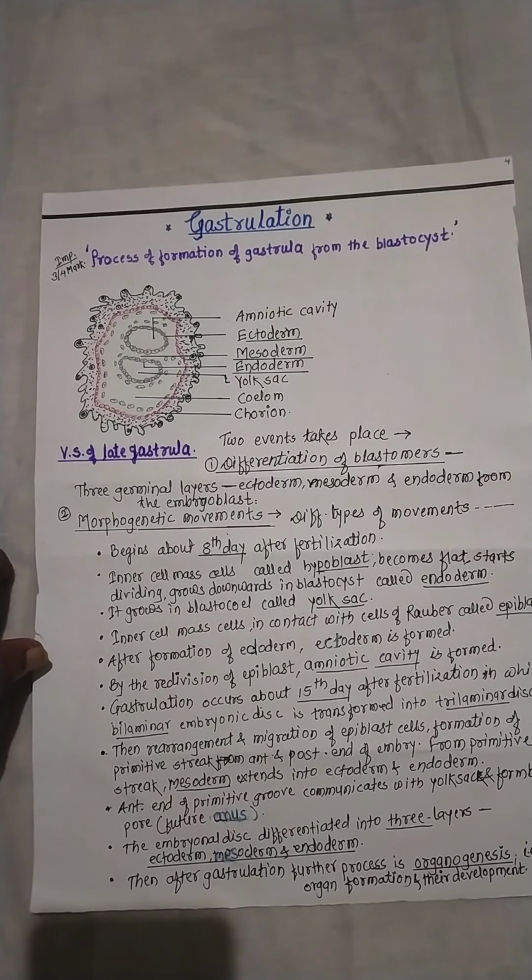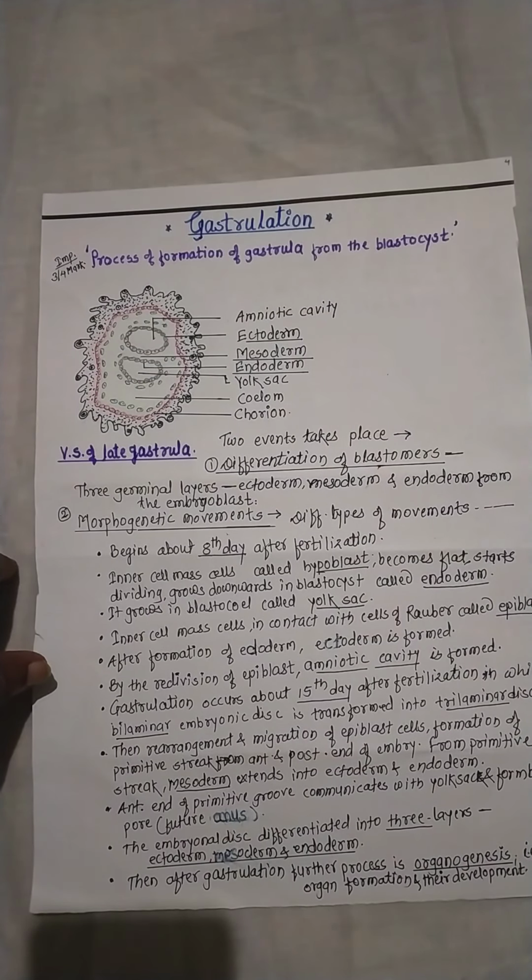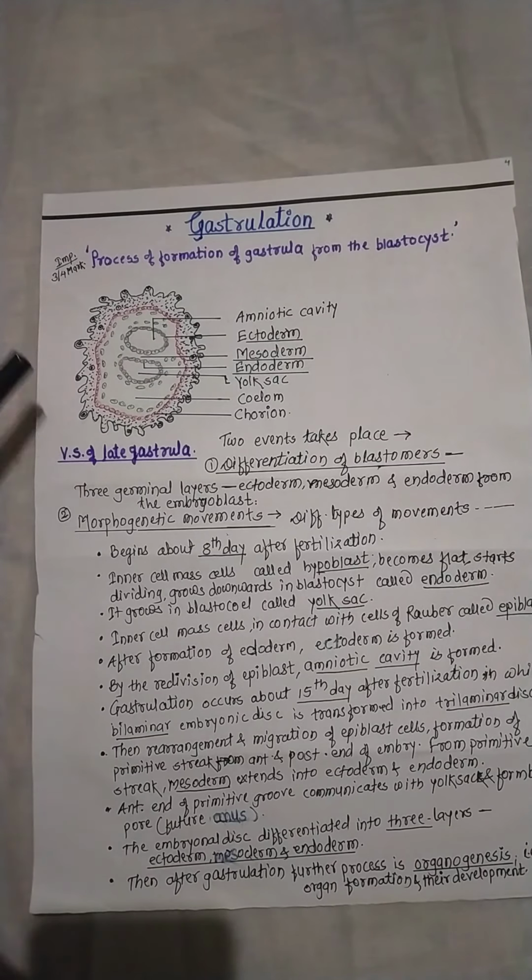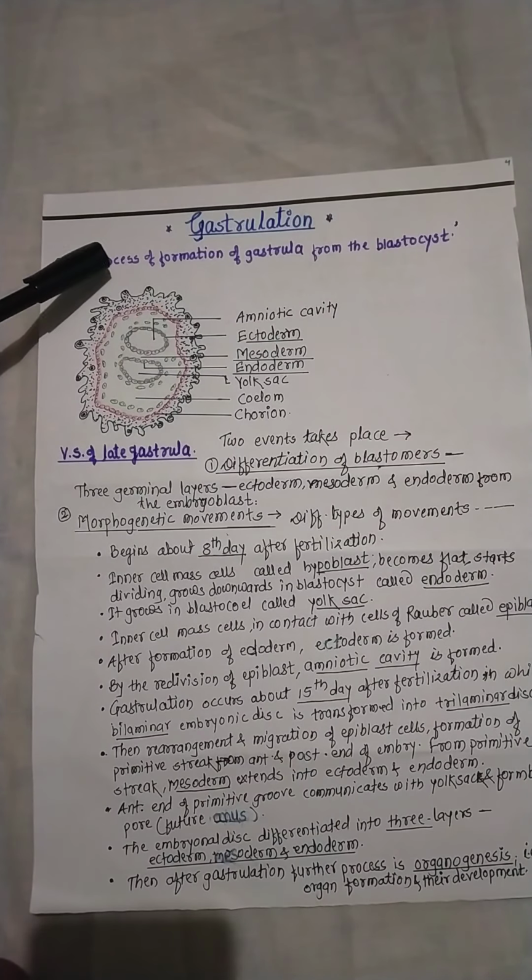Today we continue with the next point from the development of the embryo, or embryonic development. After completion of cleavage, then blastulation, then implantation, the new point is known as gastrulation. Actually, gastrulation is the process of formation of the gastrula from the blastocyst.